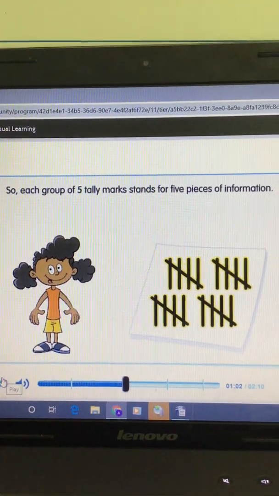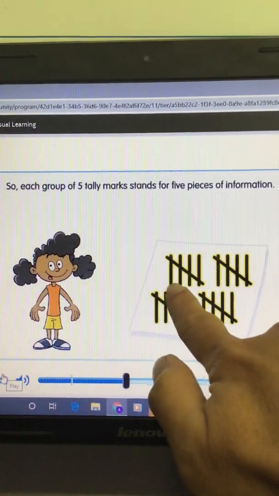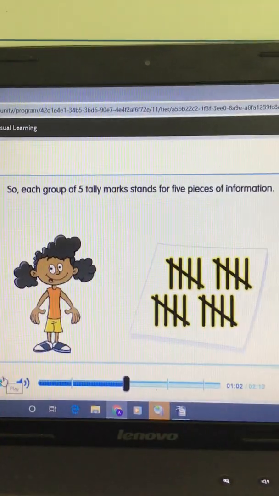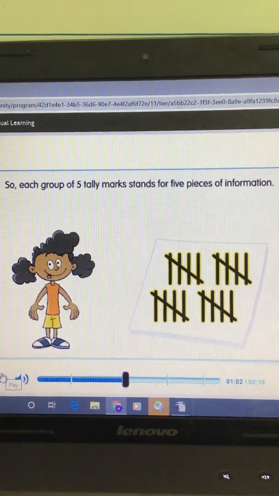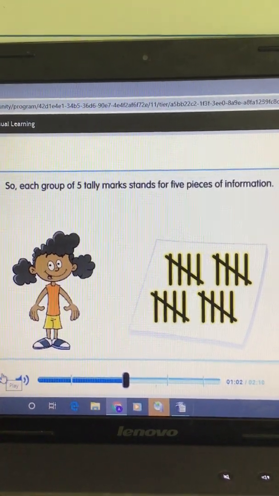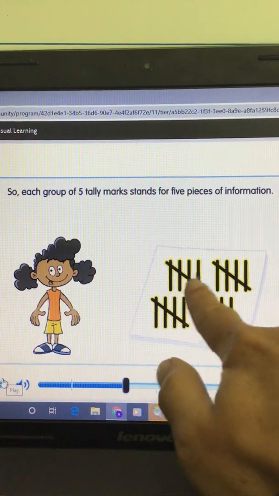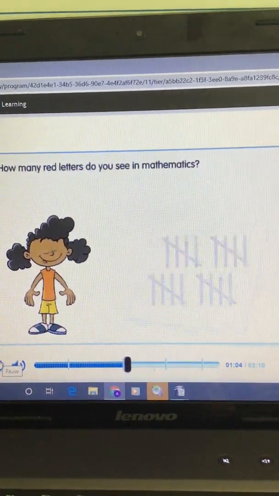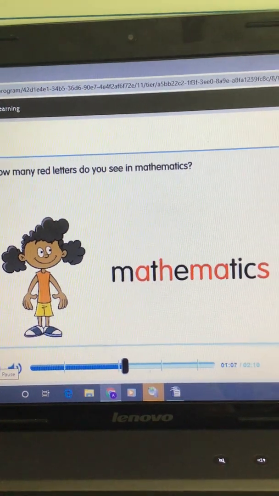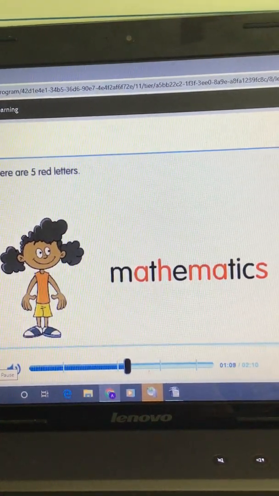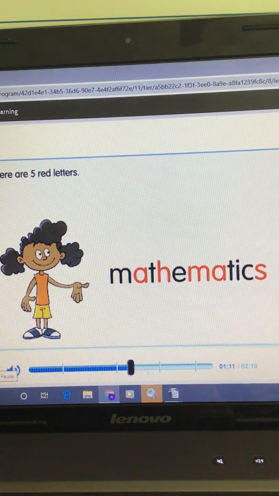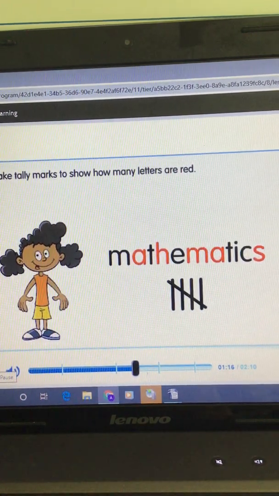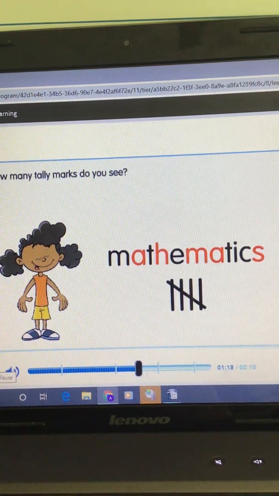Okay, so each time we see these lines in a group, we get 1, 2, 3, 4, and then number 5 goes across and connects them all. So we can count each one if we want, or we can just look at that group and know that there is 5. How many red letters do you see in mathematics? There are 5 red letters. Make tally marks to show how many letters are red. How many tally marks do you see?